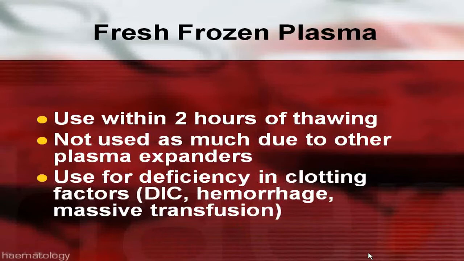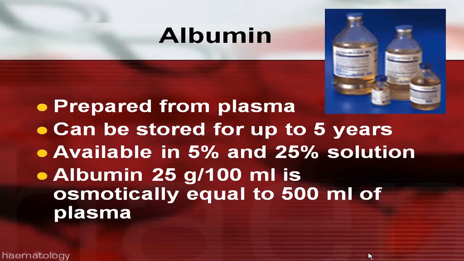You have to use it within 2 hours of thawing. We don't use it quite as much because of plasma expanders unless they're deficient in the clotting factors. Albumin is another thing that can be separated out from the plasma. And it can be stored up to 5 years. And it's available in a 5% or 25% solution.